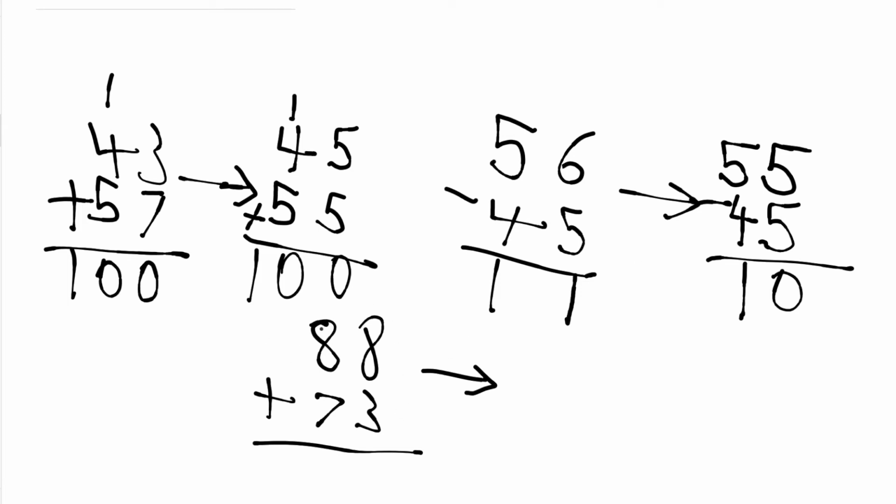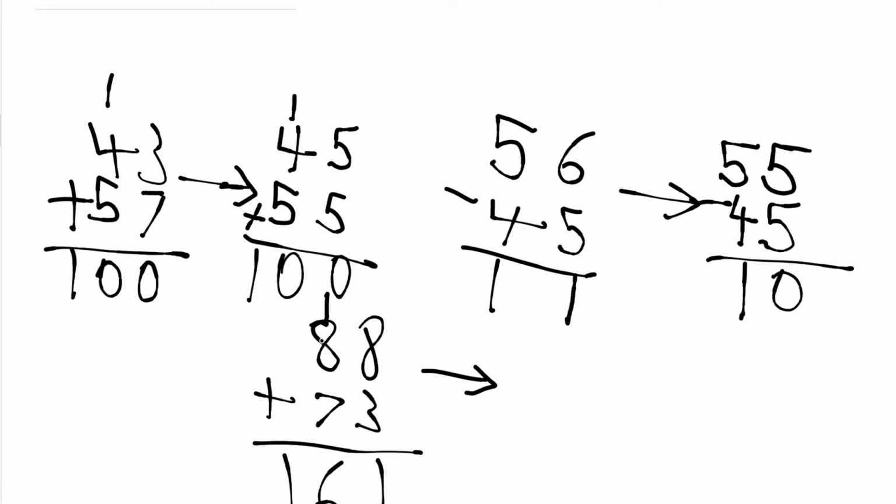Now we're going to do the last problem. 88 plus 73. So 8 plus 3 is 11. So we put 1 here and 1 here. And so 1 plus 9, and then 1 plus 8 is 9. And then 9 plus 7 is 16, so it's 161. And now we have to convert this into compatible numbers.